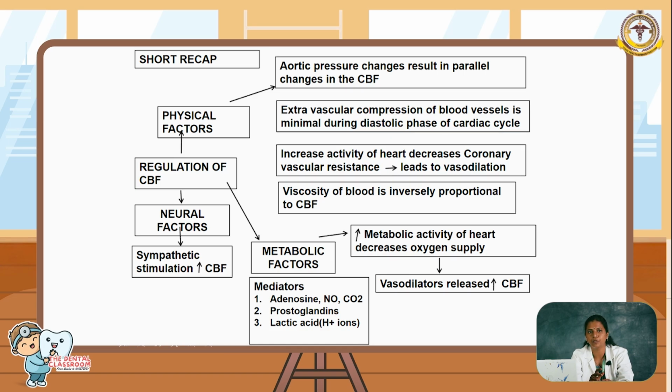Viscosity is inversely proportional to coronary blood flow, and whenever there is increased activity of the heart, it decreases the coronary vascular resistance, thus leading to vasodilation. As for neural factors, it is about the sympathetic and the parasympathetic. Sympathetic increases the coronary blood flow, parasympathetic reduces it. Metabolic factors: the major contributors are adenosine, nitric oxide, and carbon dioxide, which increase the coronary blood flow. Even the prostaglandins try to increase the coronary blood flow. Because of increased metabolic activity there is a decrease in the oxygen supply, therefore the vasodilators increase the coronary blood flow.